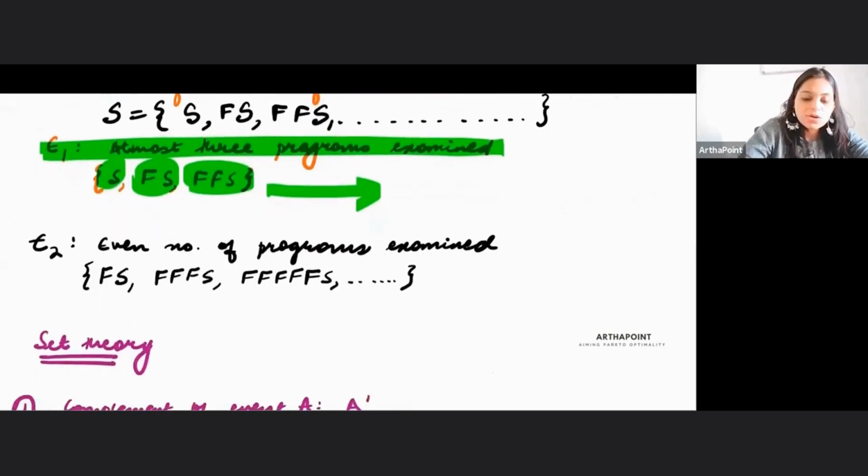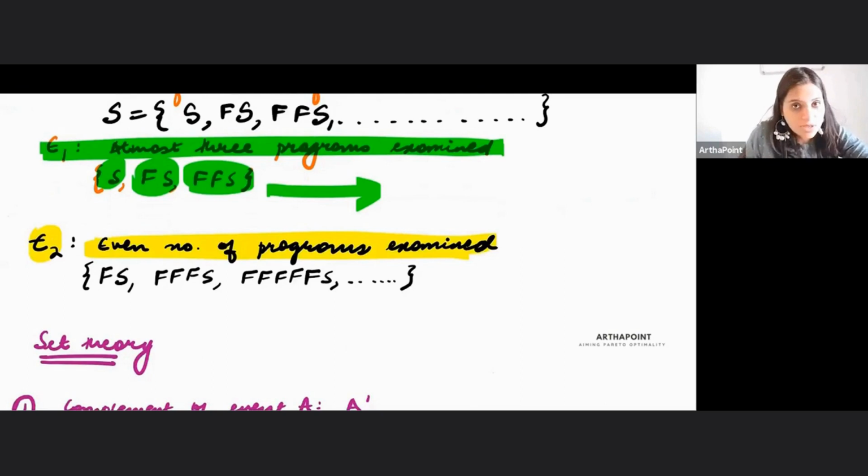Now, the next event can be an even number of programs examined. Which means you cannot have a situation where you get success the first time. You fail the first time and succeed the next time. Even number of occurrences of running the program. Or you fail 3 times and then succeed. Or you fail this many times and then succeed, and so on. But you have to make sure that it is an even number.